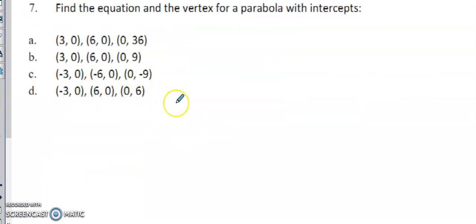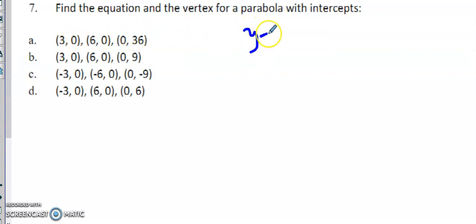So in problem number 7, I'll take a look at problem A and then give some time to work on the other problems. It's asking you to find the equation and the vertex of the parabola with the intercepts. So the intercepts we're looking at here are these: these are the x-intercepts, and this is the y-intercept.